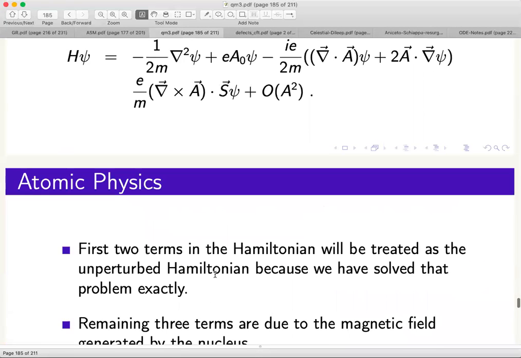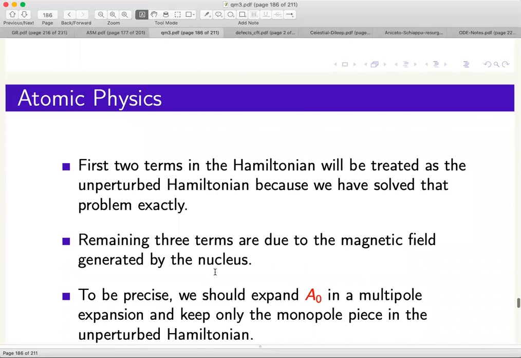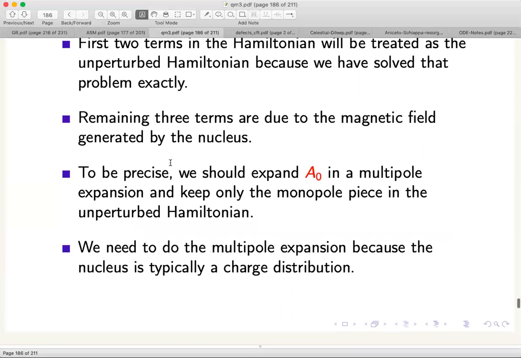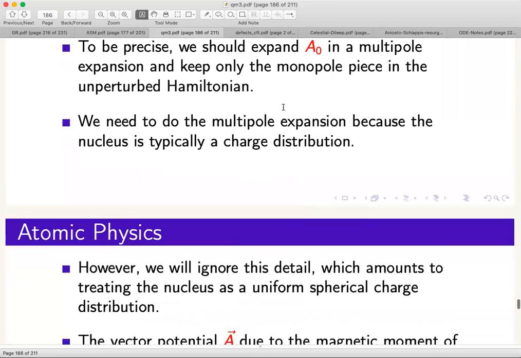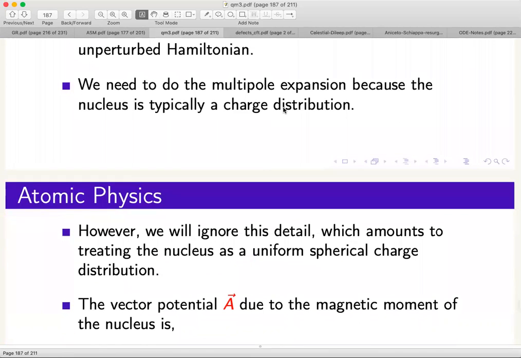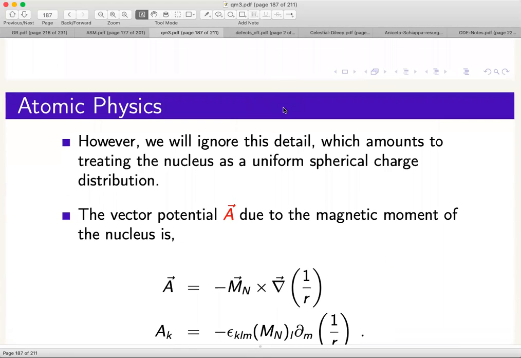Okay. So as I said, the remaining terms are generated by the magnetic field generated by the nucleus, and one can manipulate those terms and simplify the expression. As we mentioned last time, A0 also should be expanded in a multipole expansion, but we will not really do that. That would be the ideal thing to do, but I think those corrections are much smaller, and therefore one can ignore them to the order to which we are going to compute these quantities.